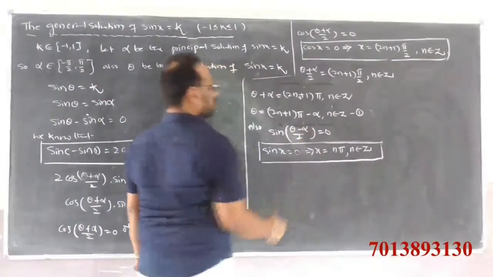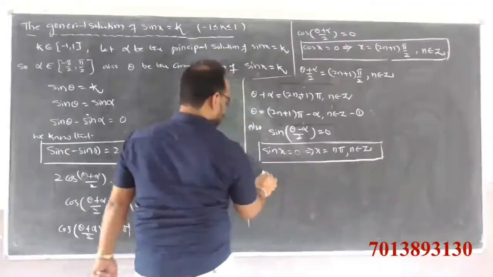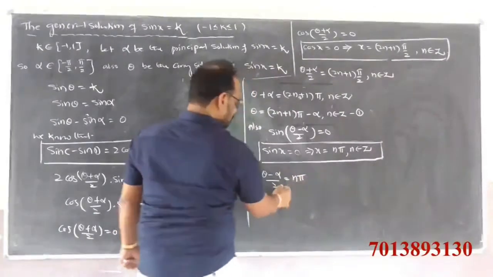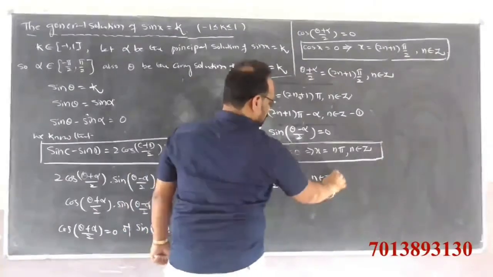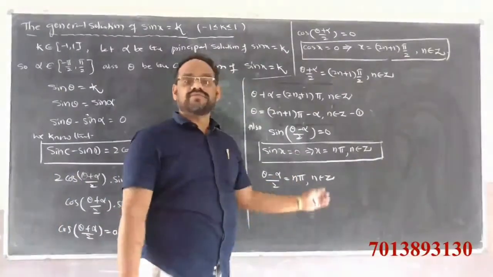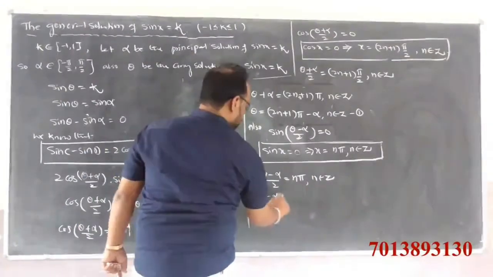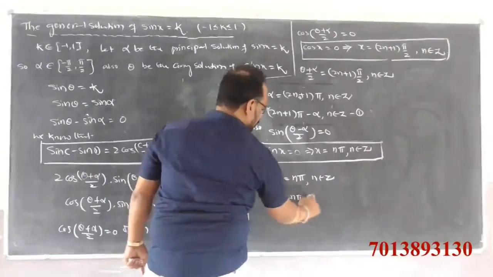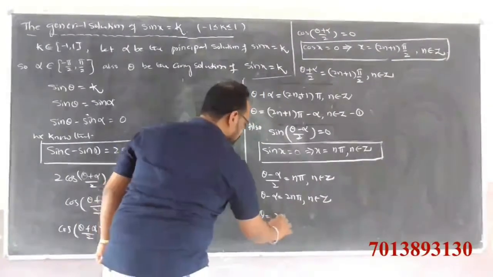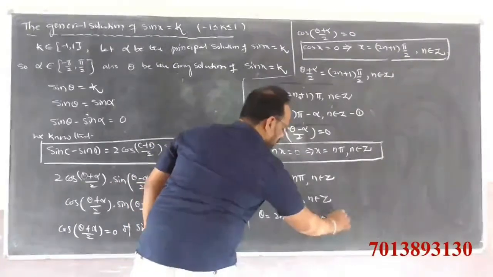That means theta minus alpha by 2 is considered as x. Sin x is equal to 0, x is equal to n pi. That means theta minus alpha by 2 is equal to n pi. If you transpose 2 from LHS to RHS, a division quantity clearly becomes multiplication. So we get theta minus alpha is equal to 2n pi, where n belongs to Z. So theta is equal to 2n pi plus alpha, and n belongs to Z.